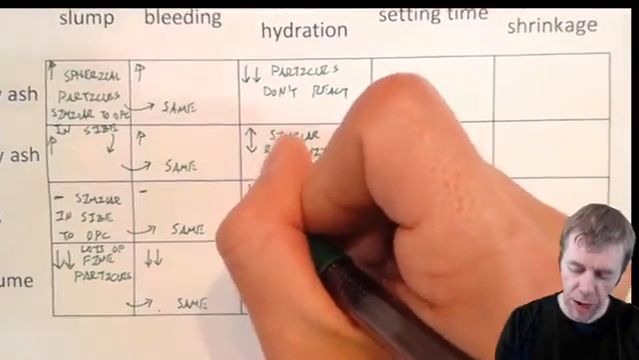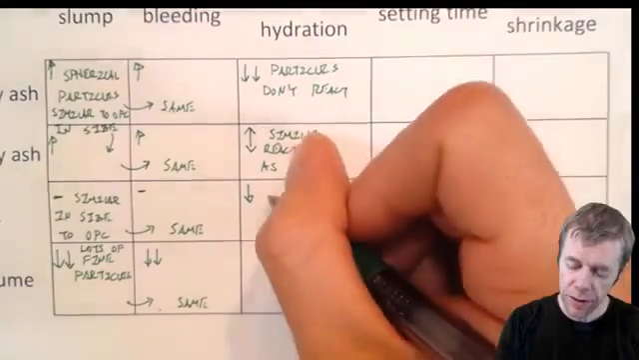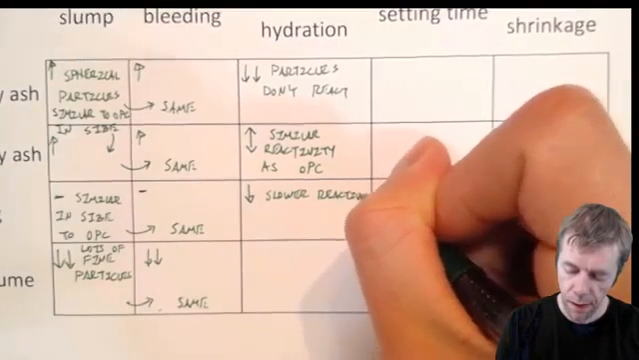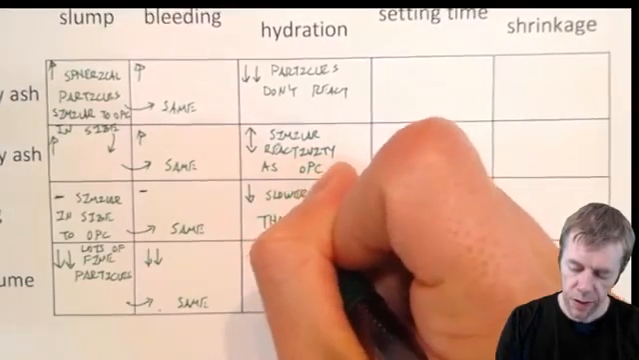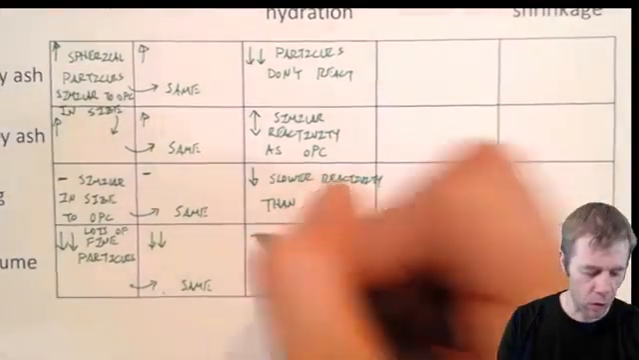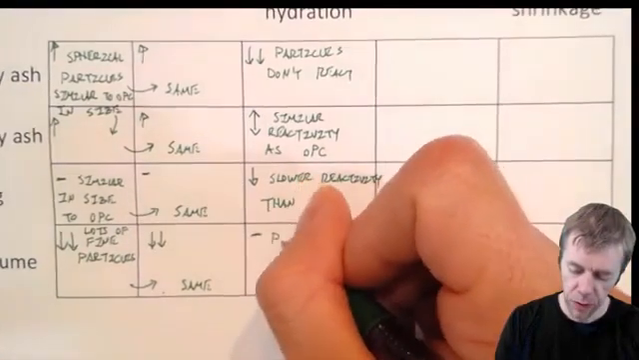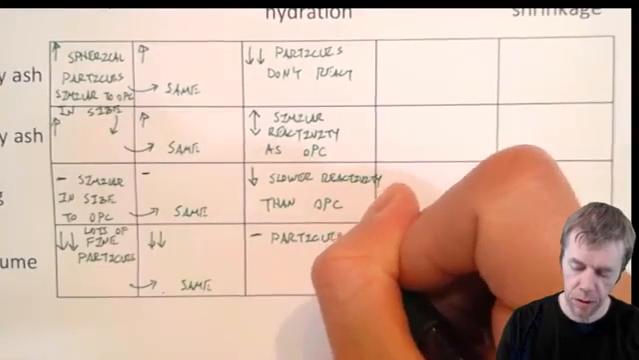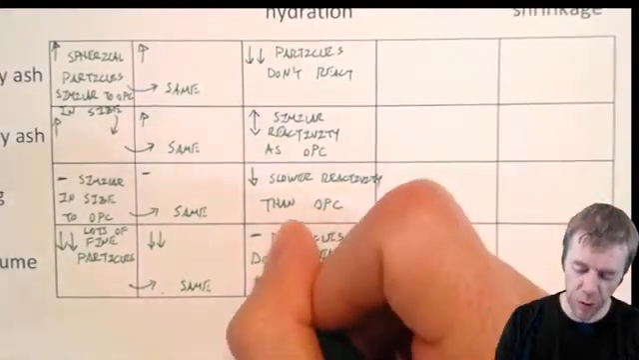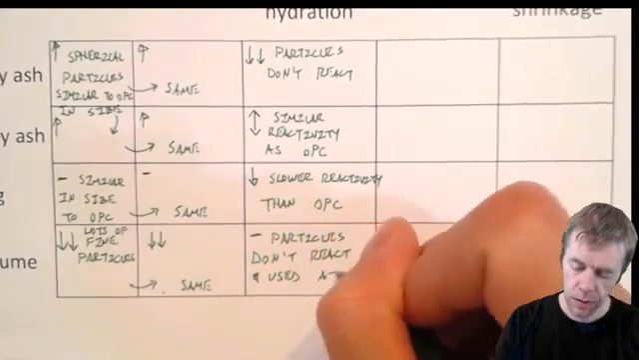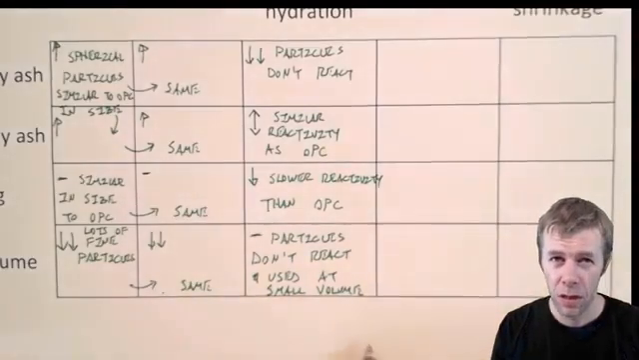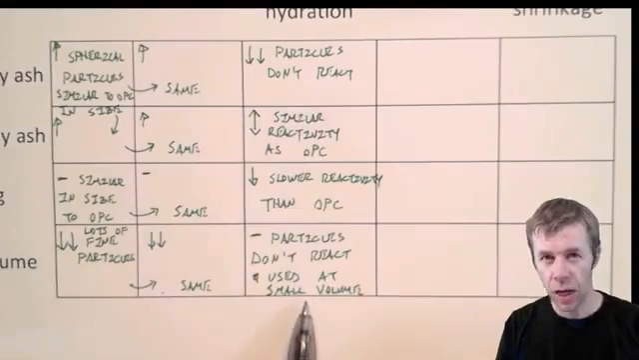Slags, your heat of hydration is going to go down. And the reason why is it's a slower reactivity than OPC. And silica fume doesn't have much impact at all because the particles don't react early on. They're pozzolans, remember? And it's used at a small volume. So silica fume is somewhat similar to Class F fly ash. There's just not as much of it.